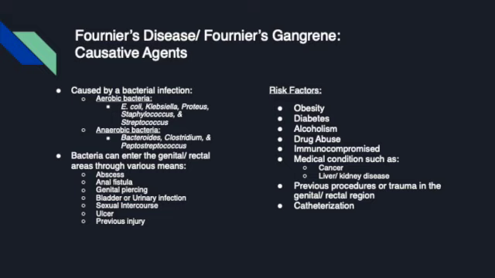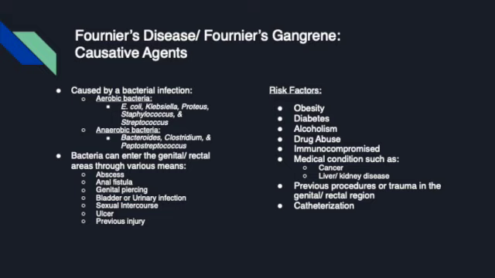There are several factors that can increase the risk of developing Fournier's gangrene, which include obesity, diabetes, alcoholism, drug abuse, being immunocompromised, medical conditions such as cancer or liver or kidney disease, previous procedures or trauma in the genital or rectal region, or catheterization.